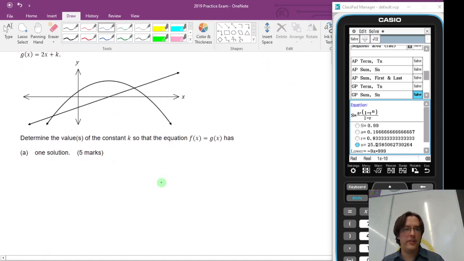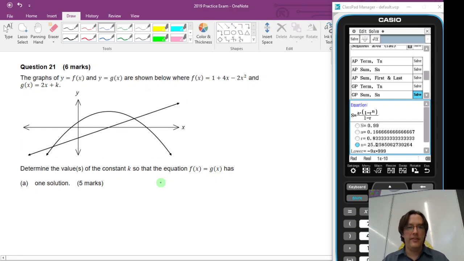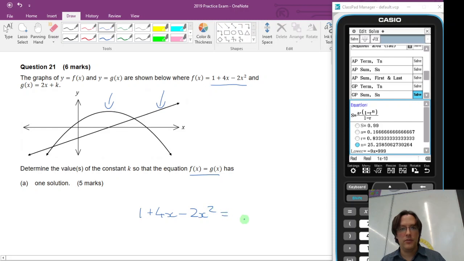Okay, last question. Now, these are two graphs, f of x and g of x. f of x is the parabola, and g of x is a straight line, 2x plus k. Now, what's the value of the constant k so that there's one solution to this? What we've got to do is write this equation: 1 plus 4x take 2x squared equals 2x plus k.